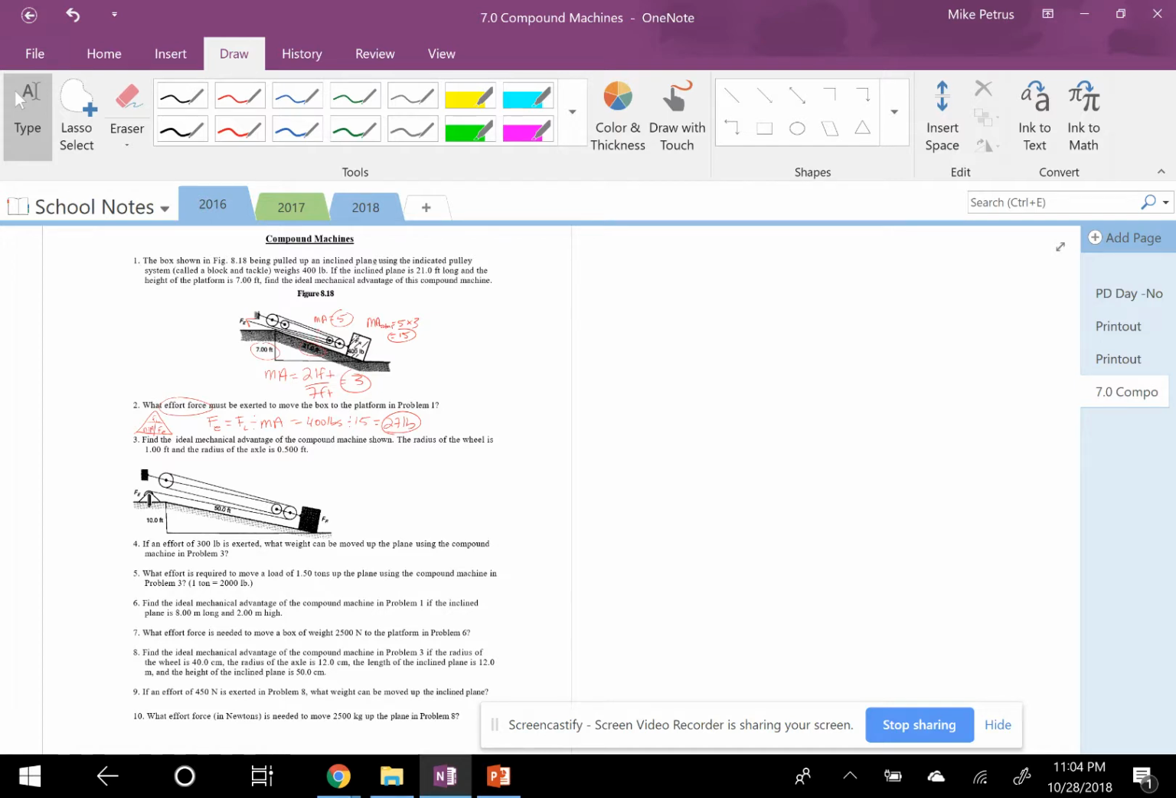This assignment's real quick. I don't know how long I've been talking right now, no more than 15 minutes though, I don't think. So you should have plenty of time to get the compound machines assignment done, hand it in, and then do that review. And then that test is going to be on Wednesday, and I think you guys will do great.